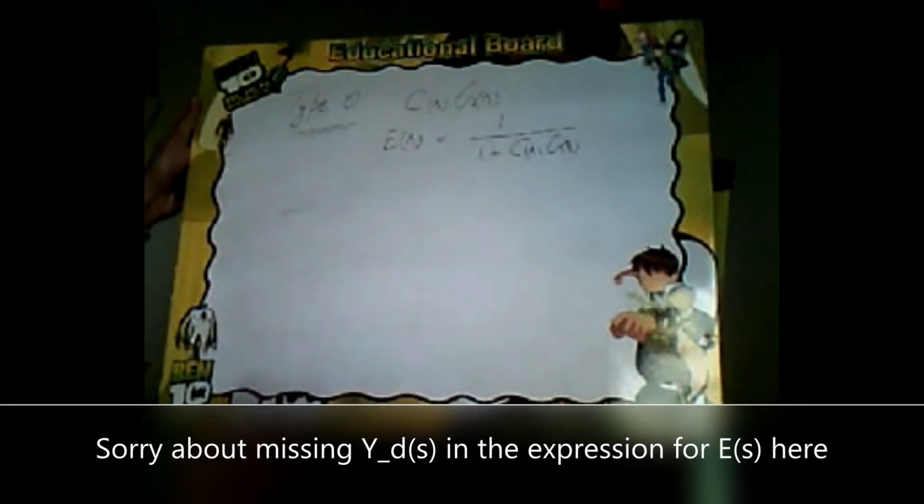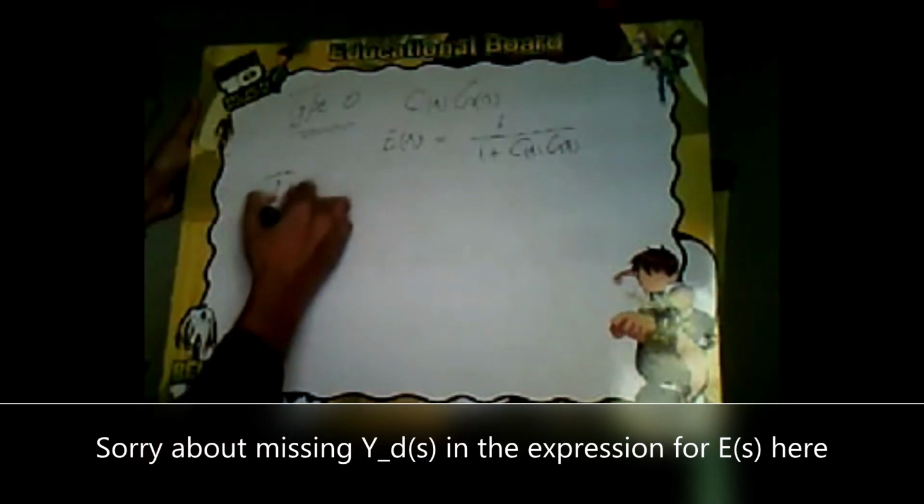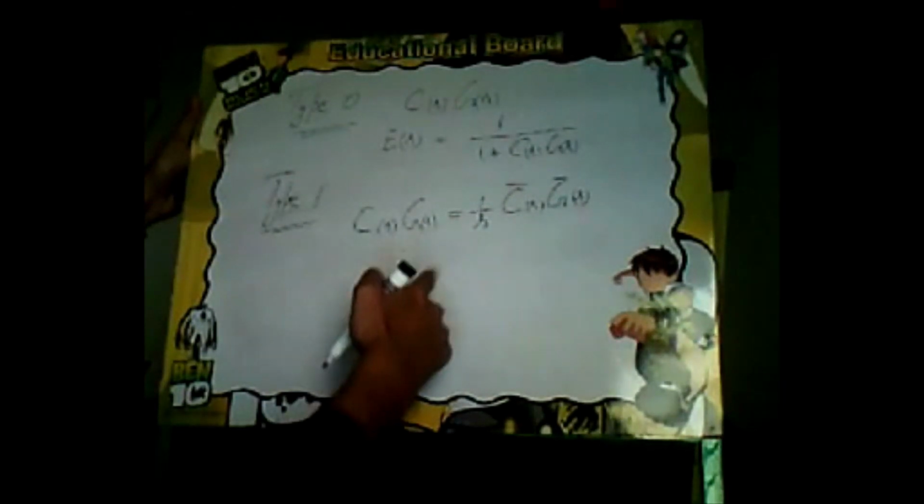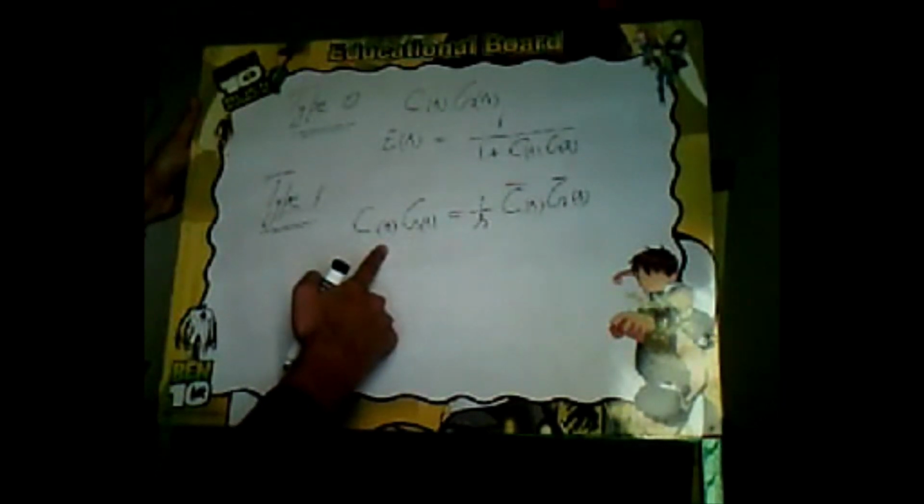But for, let's say, a type 1 system, c of s into g of s, since by definition type 1 means there is one pole at the origin, can be written as 1 over s into c bar of s times g bar of s. So what I've done is I have taken 1 over s common from this product, because I know it is type 1, so there must be 1 over s in it, otherwise it will not be type 1.